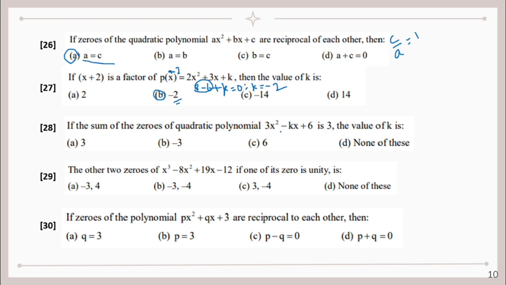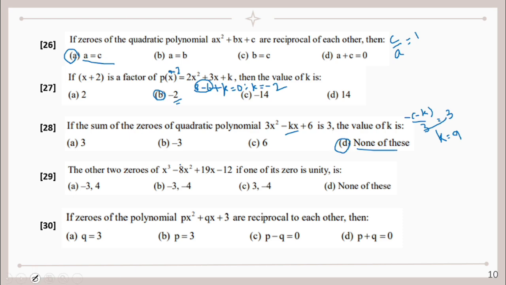The sum of zeros of the quadratic polynomial 3x square minus kx plus 6 is 3. What is the sum of zeros? Minus b by a. So, minus of minus k, which is b, by a. What is a? Coefficient of x square, 3. The sum is equal to 3, he is telling. Then the value of k: k by 3 is equal to 3. So the 3 will go there, 3 and 3 will be multiplied and become 9. So, k value should be 9. As 9 is not present here, none of these is the answer.